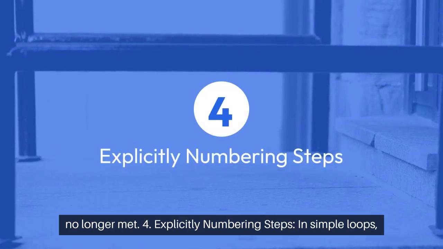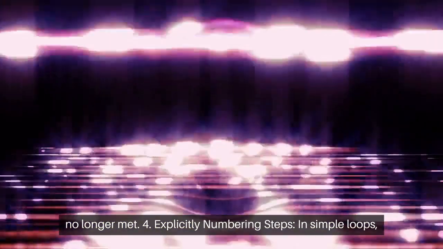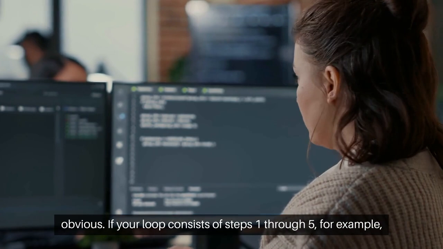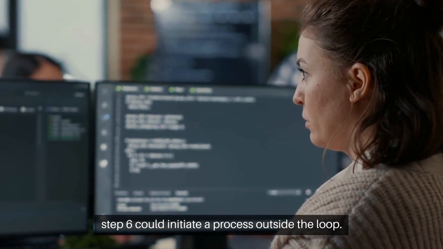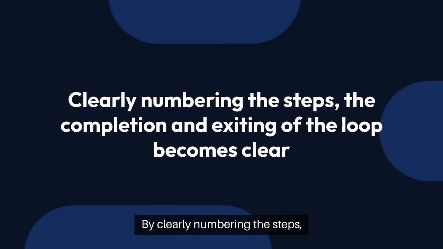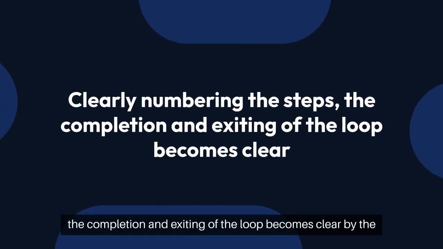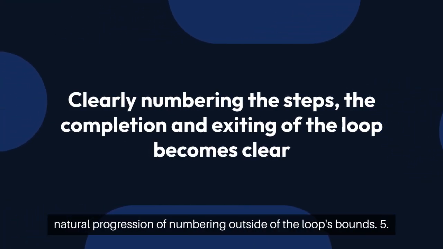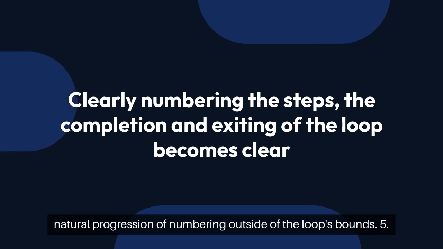4. Explicitly numbering steps. In simple loops, numbering the steps can make the loop's termination more obvious. If your loop consists of steps 1 through 5, for example, step 6 could initiate a process outside the loop. By clearly numbering the steps, the completion and exiting of the loop becomes clear by the natural progression of numbering outside of the loop's bounds.